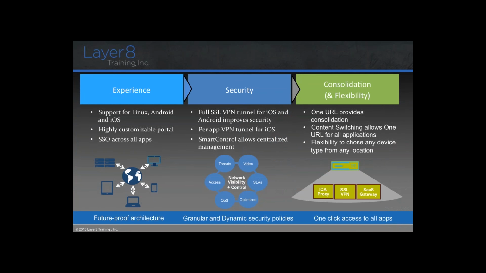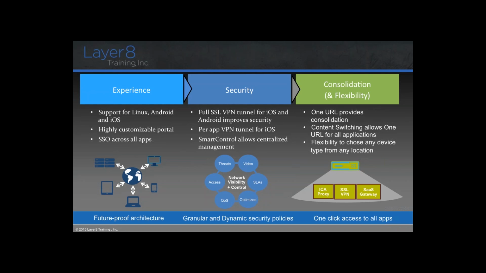So the new Unified Gateway is going to have support for Linux, Android, and iOS. We're going to have a highly customizable portal, so you can get in and configure your portal themes, as well as present a license agreement to your users before they come in through your portal. We support SSO across all applications. From a security perspective, we're going to have full VPN tunnels for iOS and Android to improve security. We're also going to maintain our per-app VPN tunnel for iOS when it needs connections into the back end. We're also going to add in SmartControl for our centralized management.